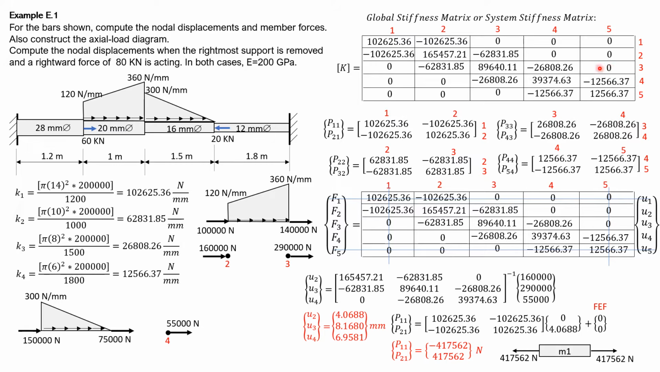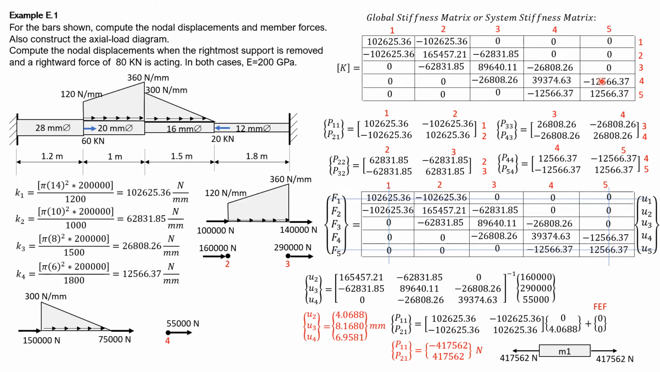There's no row 3, column 5, so that's 0. Then we copy the values in this row 3 to also the same values in column 3. And this is 4, 4. So 4, 4 here, 26,808.26 plus another 4, 4, 12,566.37, you'll get 39,374.63.